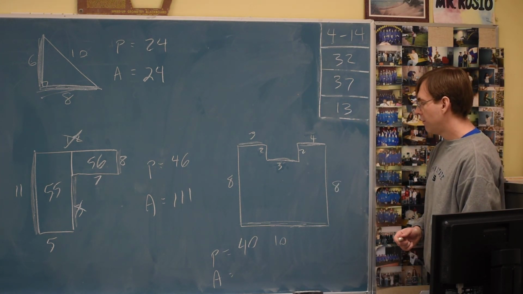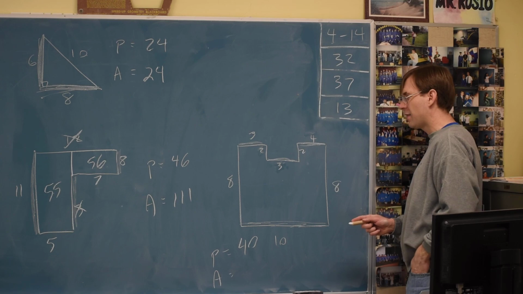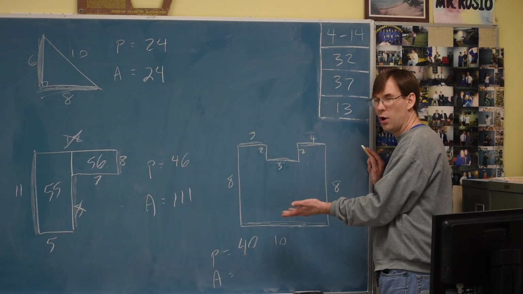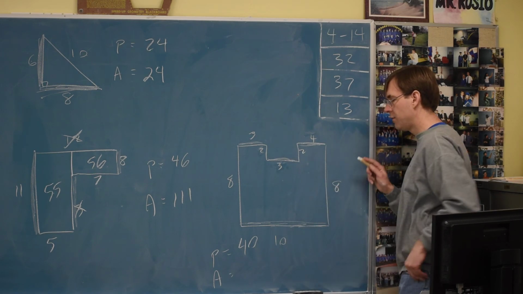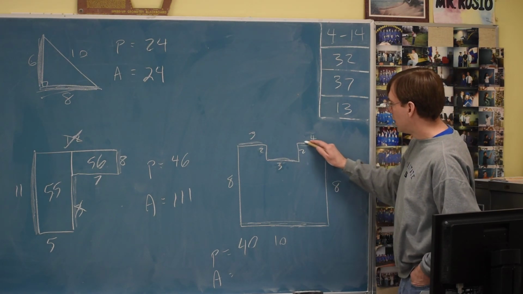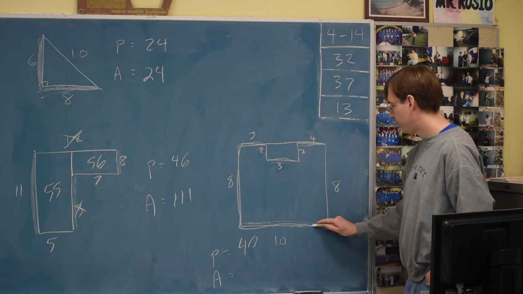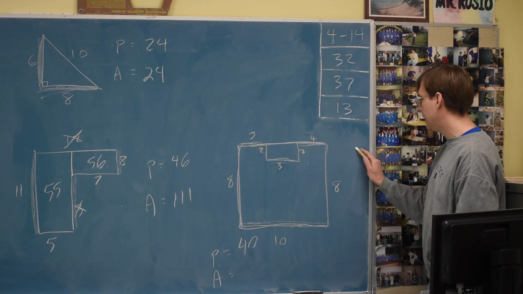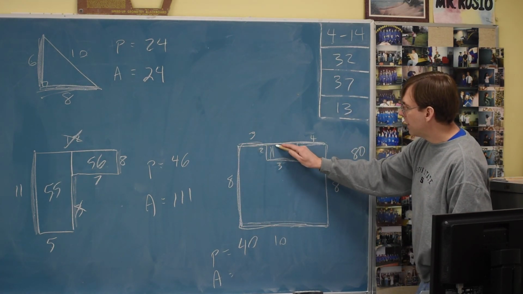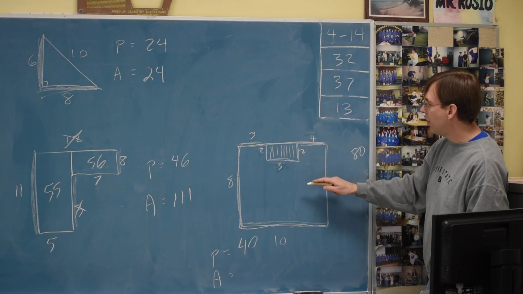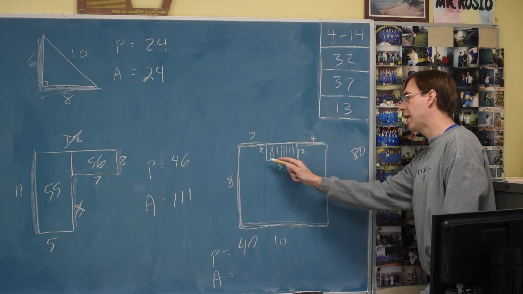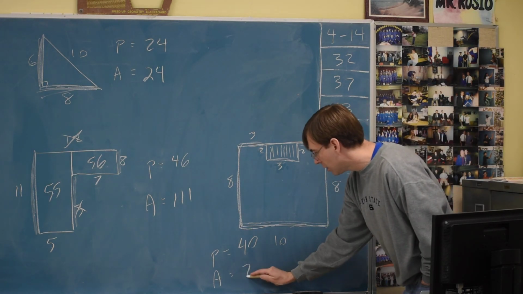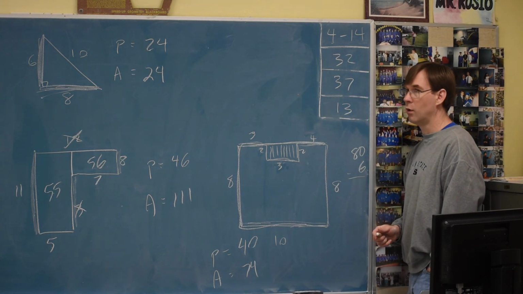For the area, the easiest way I think to do this is not to cut it into 3 pieces. You could, but I wouldn't, I don't think. If you want the quickest way to do this, complete the original rectangle. The original rectangle would be 8 times 10 is 80. Then figure out the area of that little cutout area. 2 times 3 for that rectangle has been cut out. 2 times 3 is 6. Subtract those, and we come out with 74.